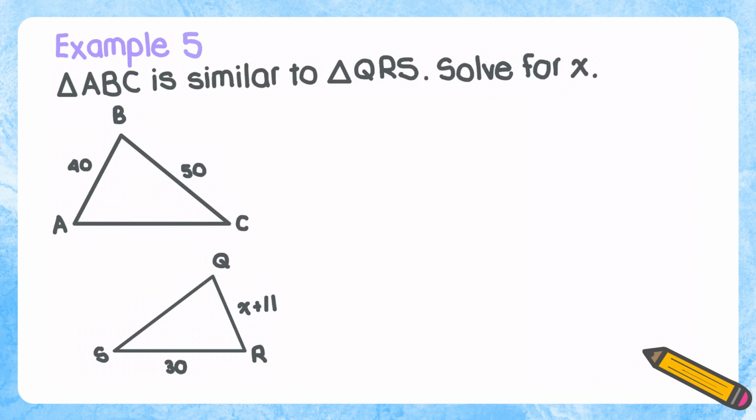Here's our last example for today. Triangle ABC is similar to triangle QRS. Solve for x. Notice how we know that the triangles are similar, but they're facing different directions. So let's make sure we correctly identify the pairs of corresponding sides. Side QR corresponds to side AB. So that's going to be this side right here. I also know that side BC corresponds to side RS. Make sure you correctly identify the pairs of corresponding sides.